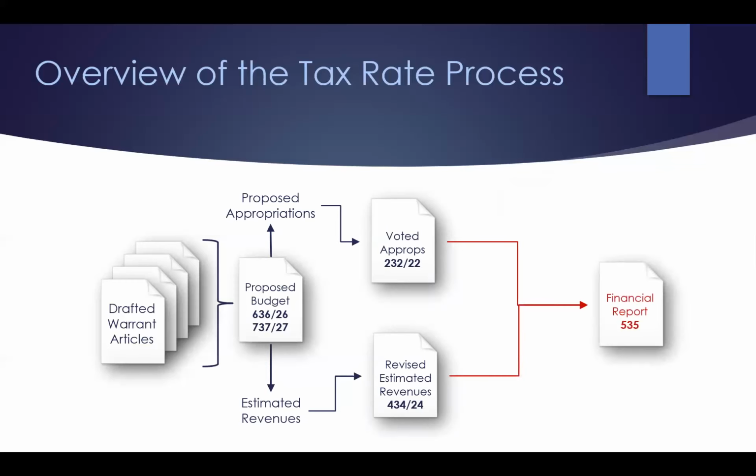And then finally, after the fiscal period closes, whether you are fiscal year or calendar year, you're going to be reporting your actual expenditures and your actual revenues and things like that on the 535. So what we're going to be talking about today is just the proposed budget process. So creating, drafting the warrant articles, and finalizing the proposed budget. So it's relatively quick. There's a lot of interfaces and things like that, but I'll walk you through all of it.